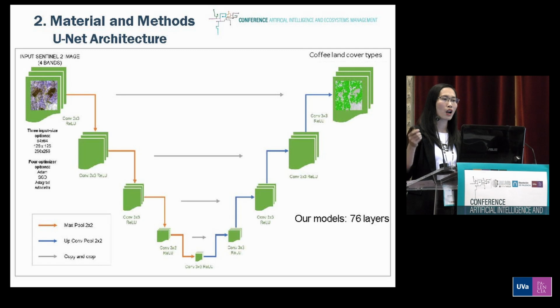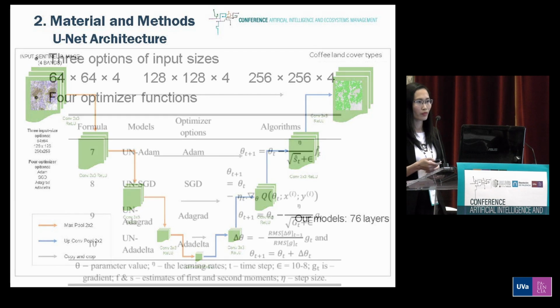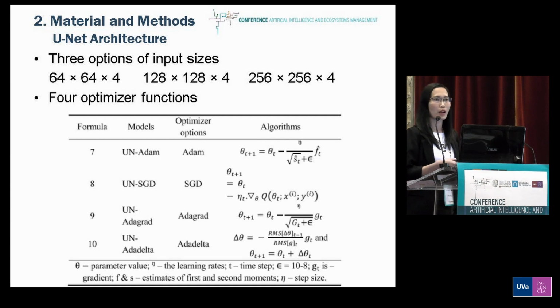So this is our model architecture, with the inputs being Sentinel-2 images with 4 bands, and the outputs being the coffee land cover types. Our model has 76 layers, with convolutional layers, concatenate layers, and max pooling layers, and we also use techniques such as batch normalization, activation, and dropout to get the best parameters. There are 3 options for our input image size, and we also use 4 optimizer functions. They are all among the best optimizer functions in deep learning nowadays, and we also did some experiments with them.